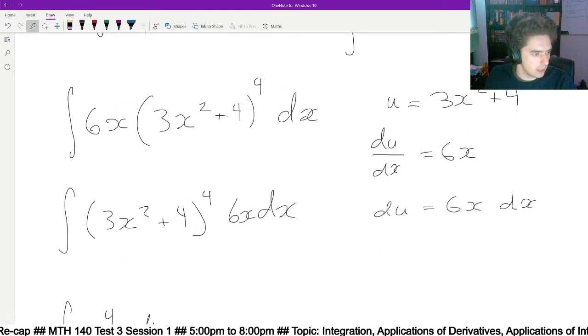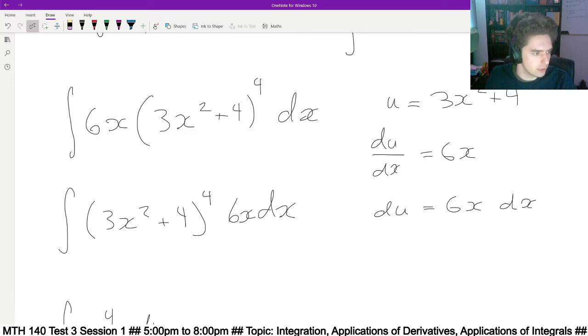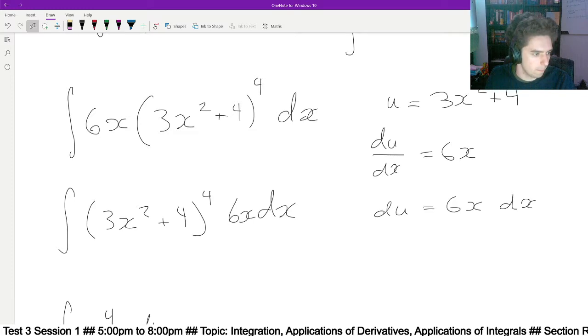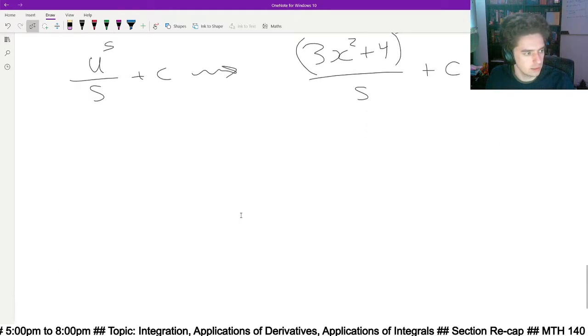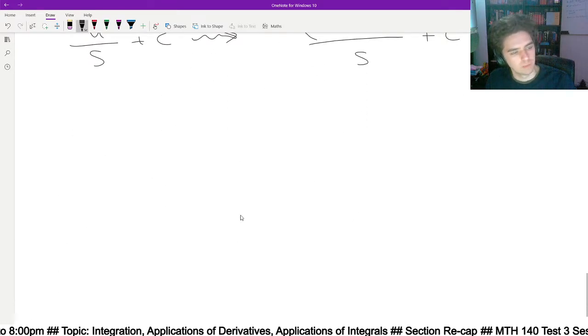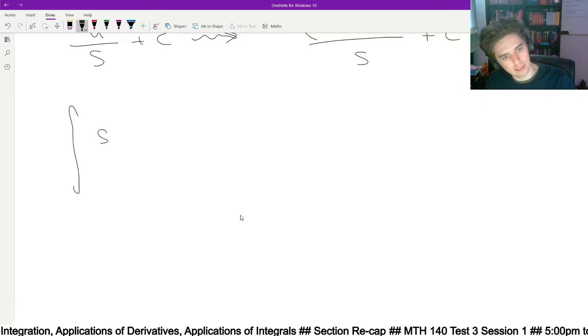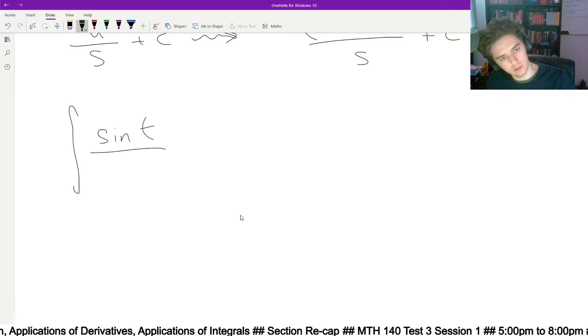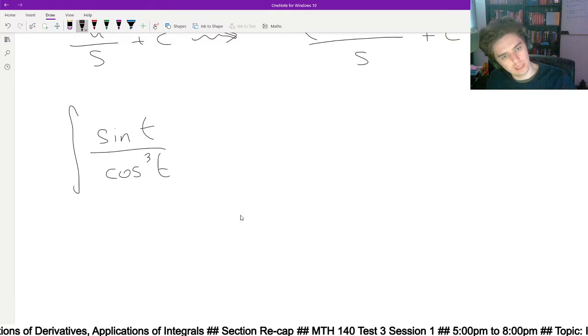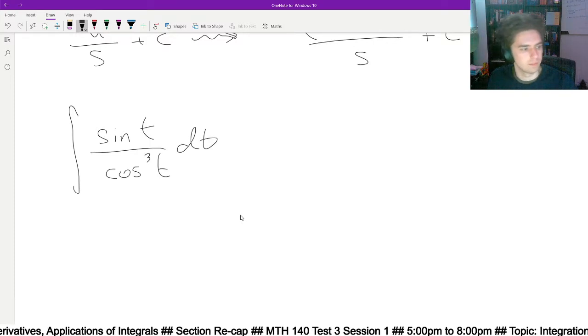Okay, let's see another one. Does anyone have a particular U-sub question they want me to do? I think I'll do a trig one next, unless anyone has any suggestions. So the next one I'll do is this trig one. It's the integral of sine t over cos cubed t dt.